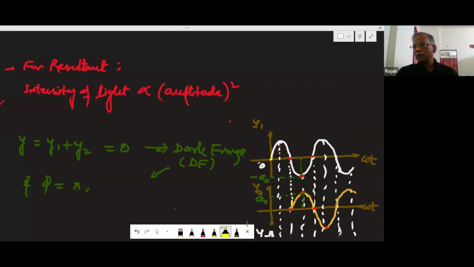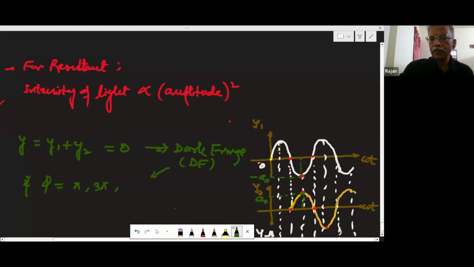Next will be how much? 1 pi, 2 pi, 3 pi. So it will happen at 3 pi, where this golden one, y2, is going up, while the white one, y1, is going down. If you add them, the same story is going to happen. Yes or no? Is it clear? So next, when will it be? After that, it will be 3 pi. Similarly, 5 pi, 7 pi, and so on.